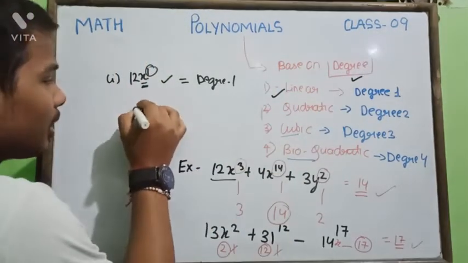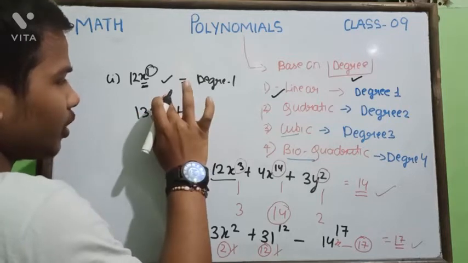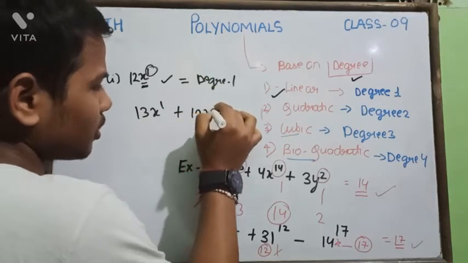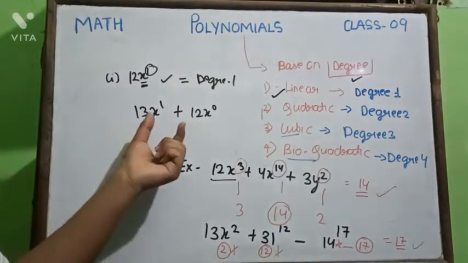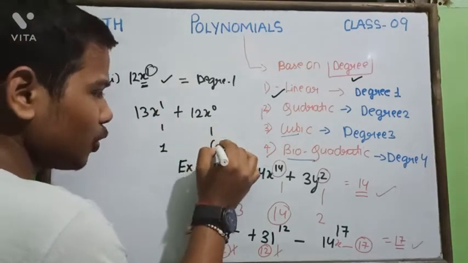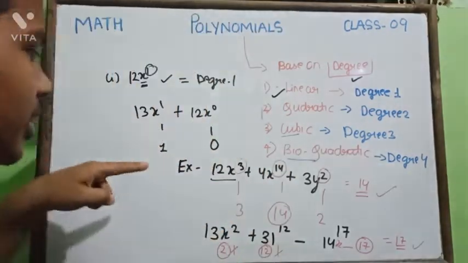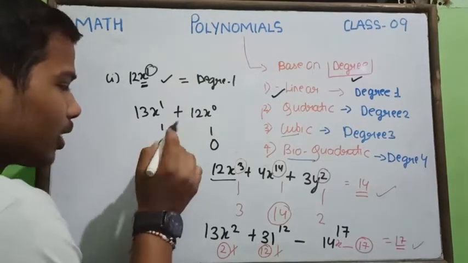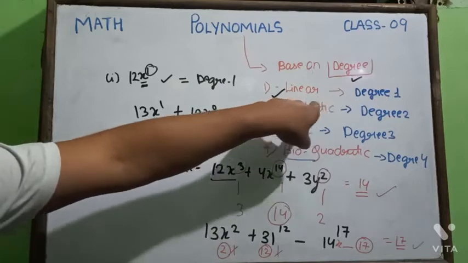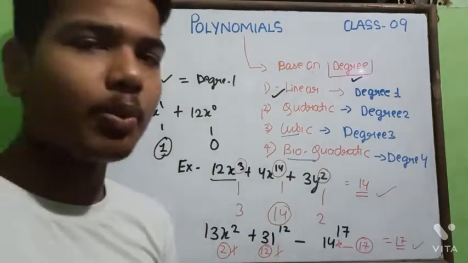Let's take more examples. Suppose I write 13x plus 14, and you write 12x to the power 0. Now there are two powers. The first one is 1 and the second one is 0. And what I said about degree: the highest power is known as its degree. So which is the highest power? 1. It means it is a linear polynomial having degree 1.